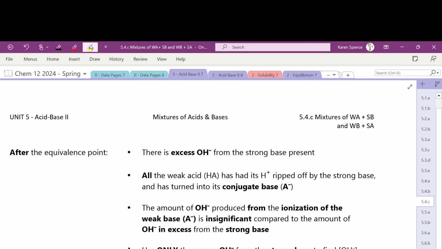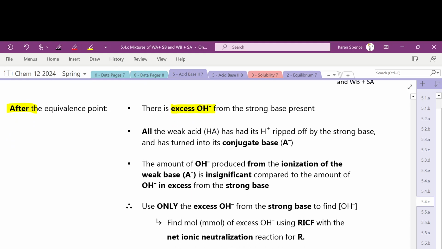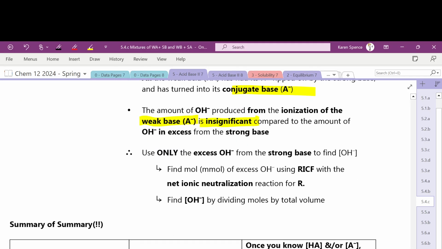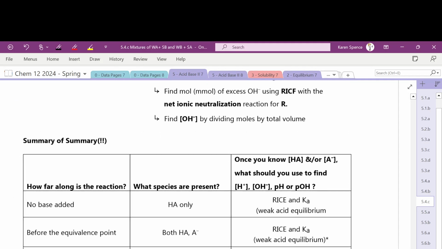And what happens after the equivalence point? After the equivalence point, there is excess OH. We do have some conjugate base, but the weak base is insignificant compared with the OH. And then there's a summary of the summary.